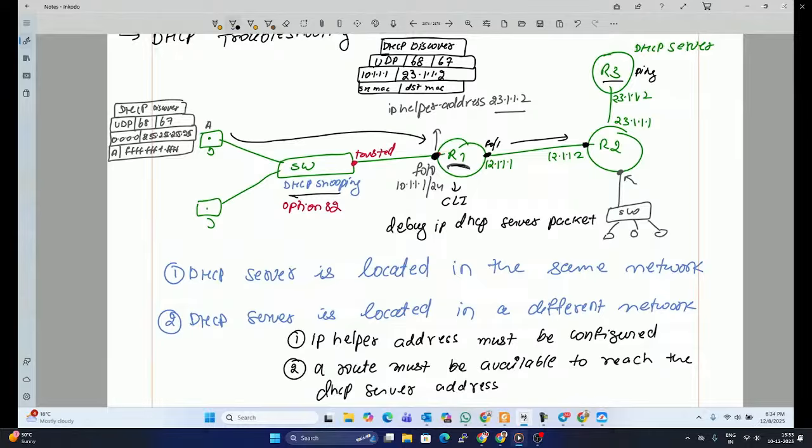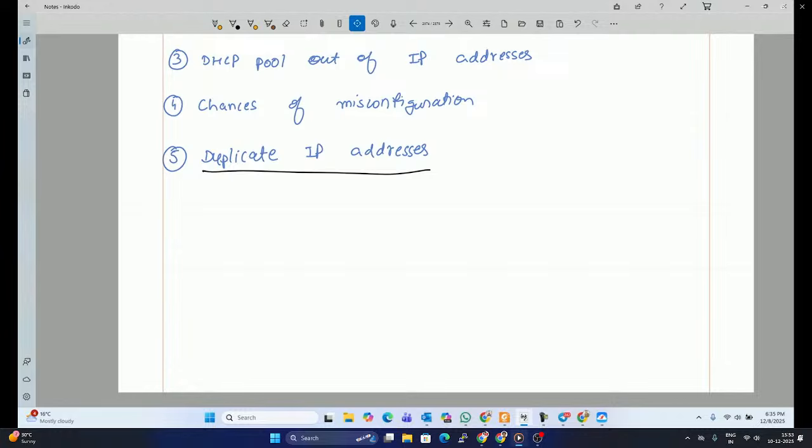So there are always two methods a Cisco router follows to check for duplicate IP addresses. Either it can ping, or it can send a gratuitous ARP. If the DHCP server is located in the same network, it can send a gratuitous ARP. And if the DHCP server is located in a different network, then it will send an ICMP echo request to check whether the duplicate IP exists or not.